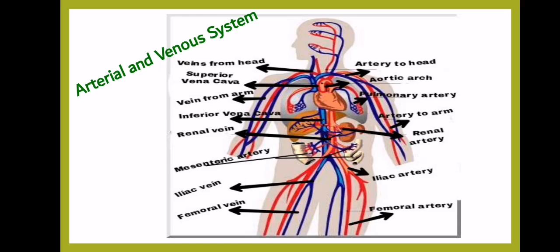Now the one which is originating from the kidney is the renal vein, and the ones which are originating from the digestive system of our body are the mesenteric arteries. This vein which is present in the legs, in the thigh region, is the iliac vein, which divides again to form two further branches which are known as the femoral veins.